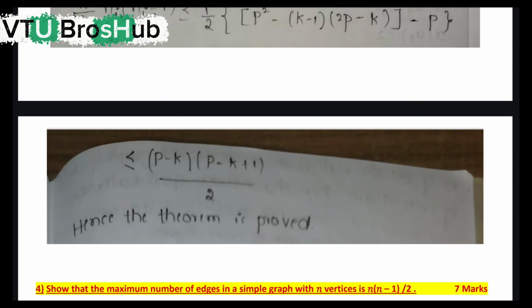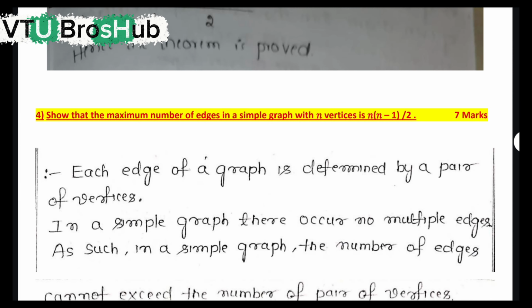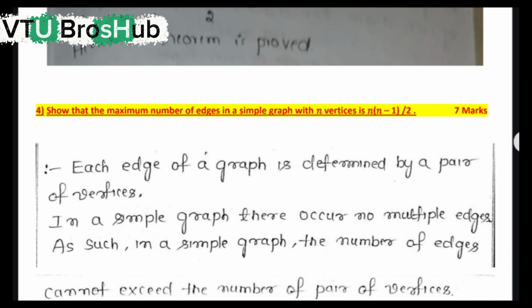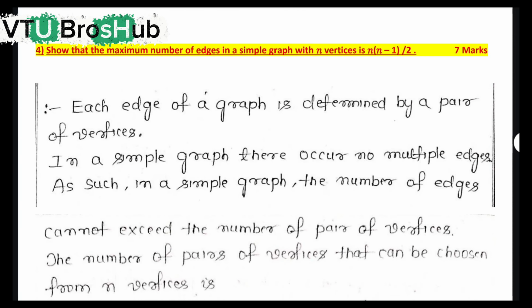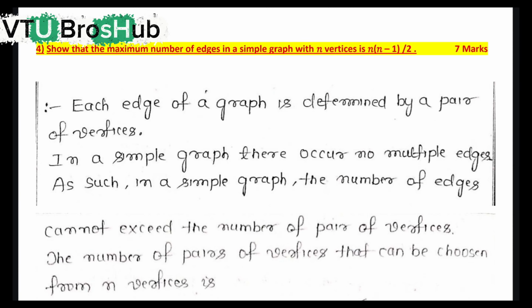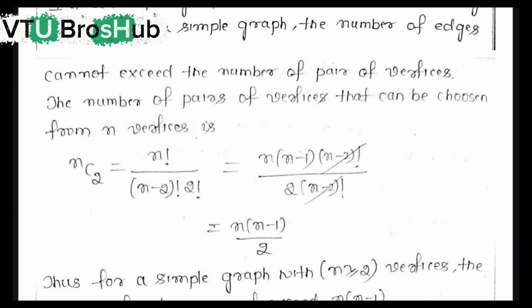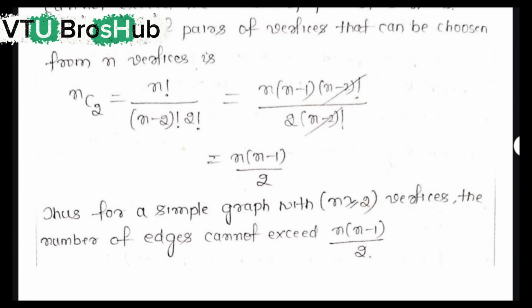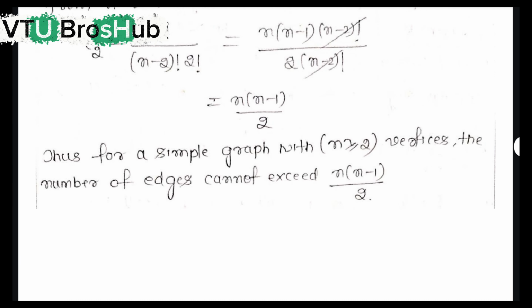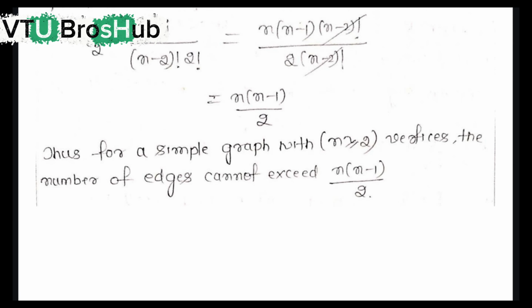Let's now move to the fourth question. Show that the maximum number of edges in a simple graph with n vertices is n(n - 1)/2. In a simple graph, there are no loops or multiple edges. So the maximum number of edges is just the number of unique pairs of vertices. That's a combination, n choose 2, which equals n(n - 1)/2. Example, 5 vertices give 5 times 4 divided by 2 equals 10 edges. This is the answer. You can understand it easily. Keep the structure same like this to score 7 out of 7.